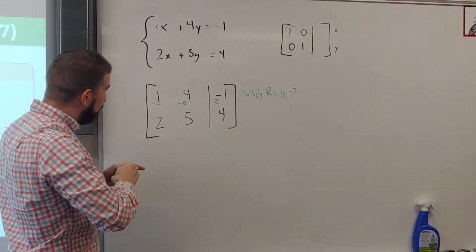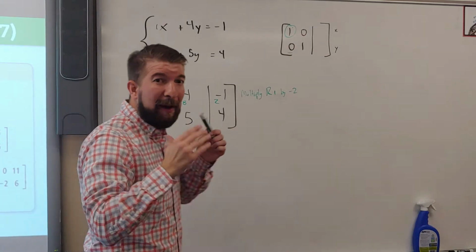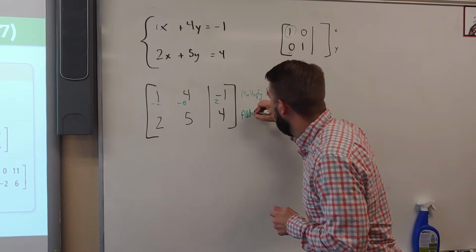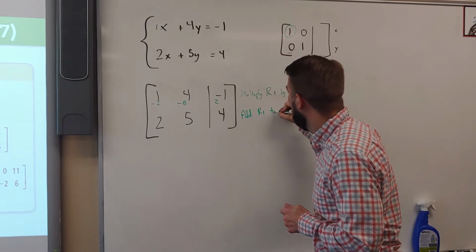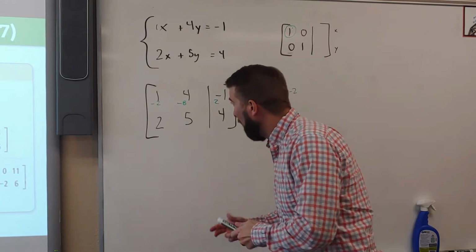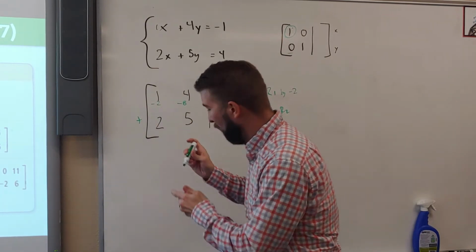And so now, what I'm going to do is add row 1 to row 2. All right, and before I add, I'm going to go ahead and put a little plus sign so I know I'm adding.